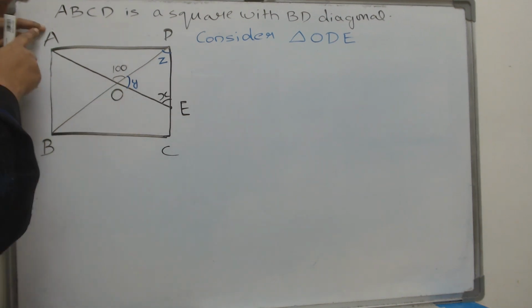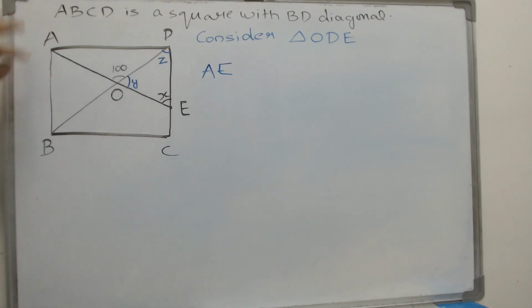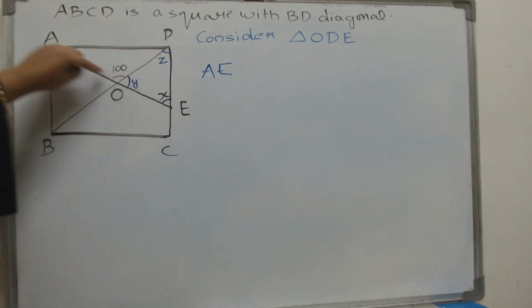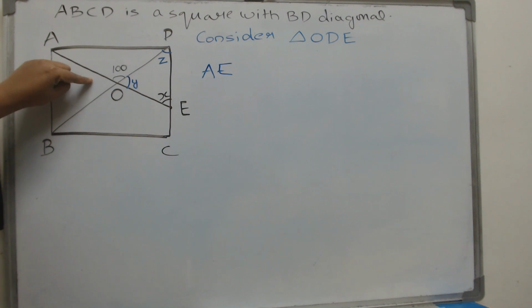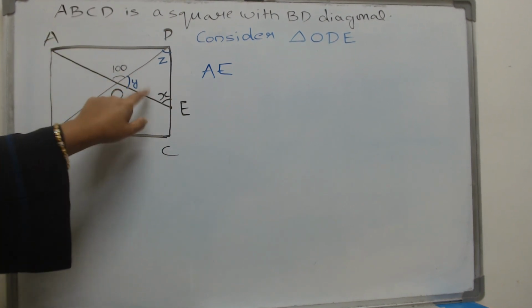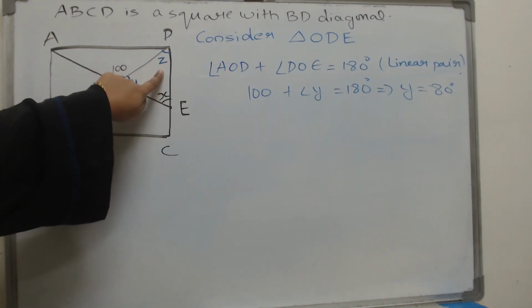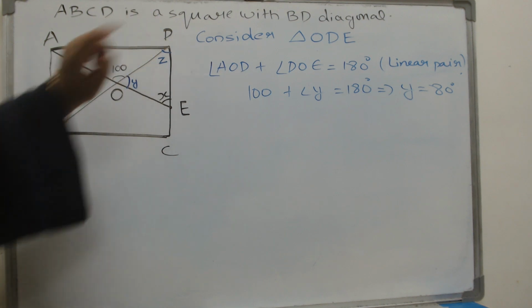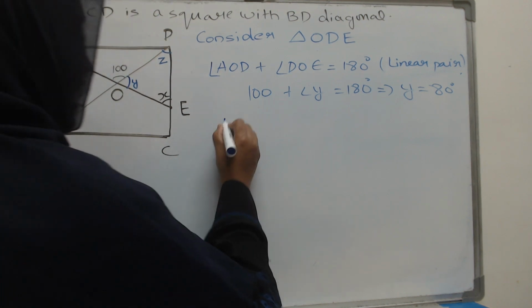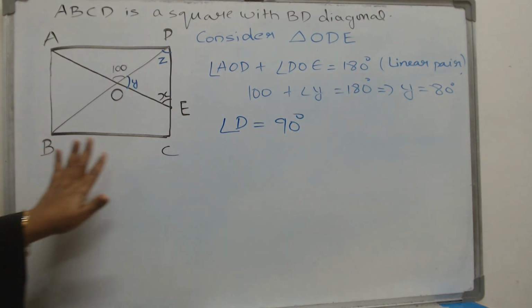What do you notice? This line AE is a straight line, which means what? It makes a linear pair. This is 180 degrees, which means if this is 100, angle Y is what? 80 degrees. Next, what? We have to find what Z is. But we know what D is, right? What is D? Angle D is 90 degrees. Why? Because ABCD is a square.